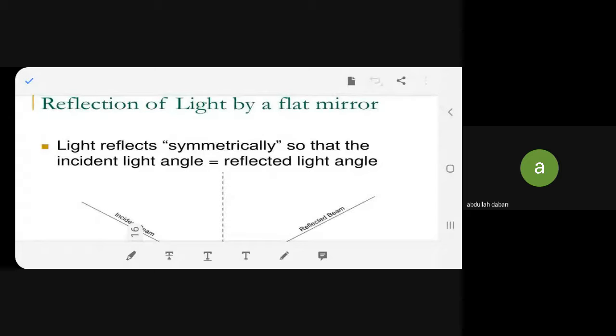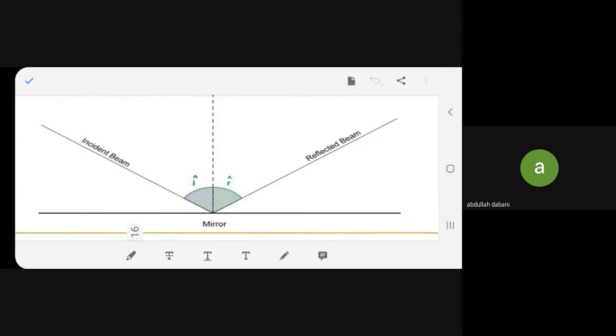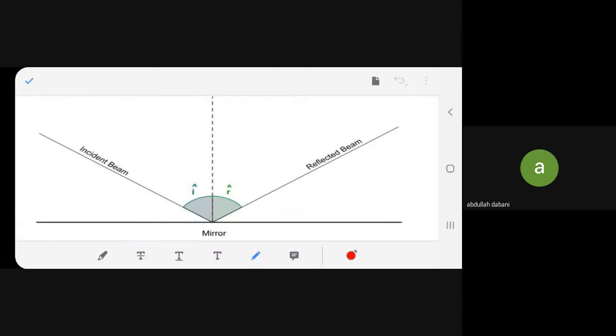What is the meaning of symmetrically, beta? Equally. So that angle of incidence becomes angle of reflection. Look over here. This is the mirror, right? Now, this beam is coming on the mirror. What is this called? Incident ray. It gets reflected. What does it become? Reflected ray.